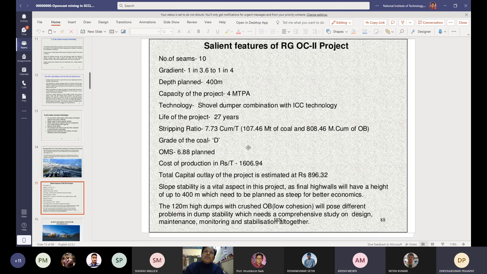Yes, tons. OMS, output per man per shift. So it is tons. Here it is not written. 6.88 tons of coal per person should be produced. Okay.